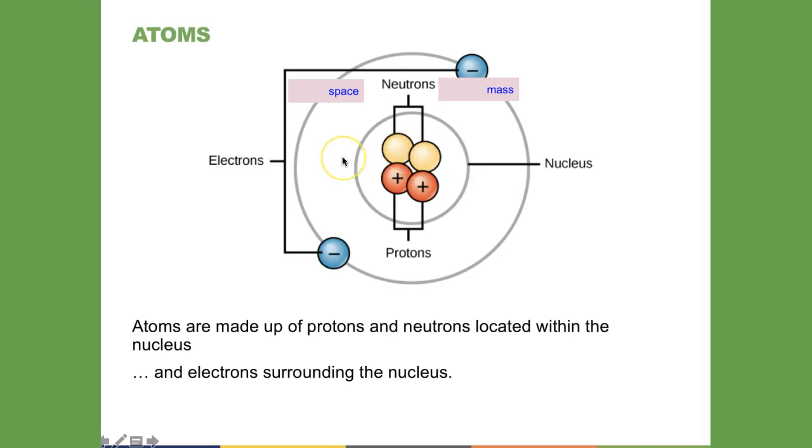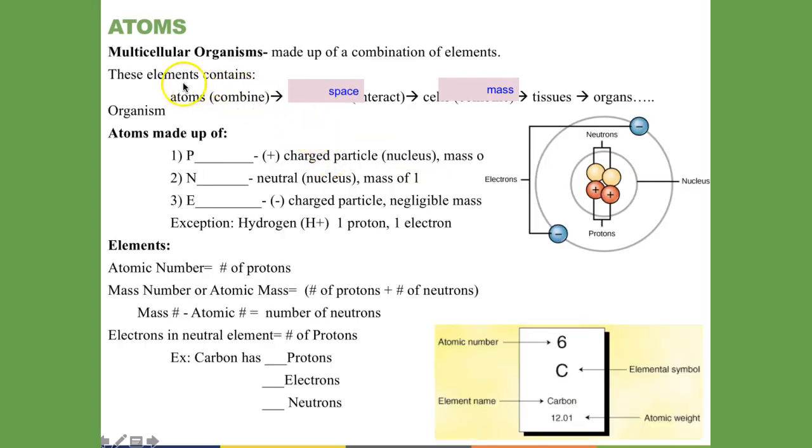So this looks like a lot, but we're going to go ahead and break it down to make it very, very simple. Atoms, remember, multicellular organisms are made up of a combination of elements. Remember we went through this in the very beginning, the whole level of organization. Atoms combine, they make molecules. Molecules interact, they make cells. Cells combine, make tissues. Tissues combine to make organs, and so forth until an organism is made.